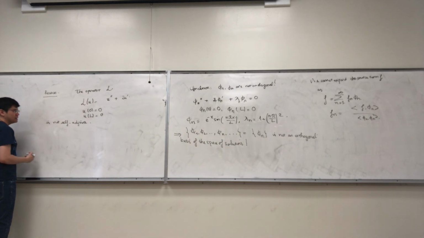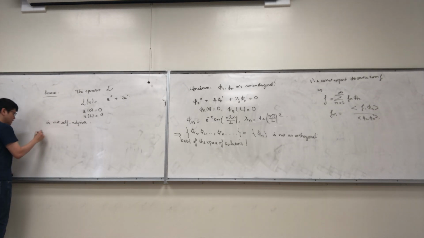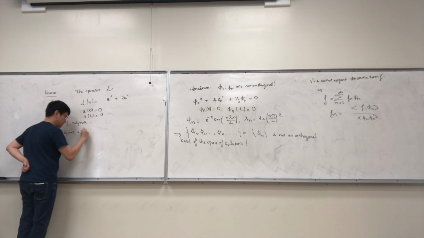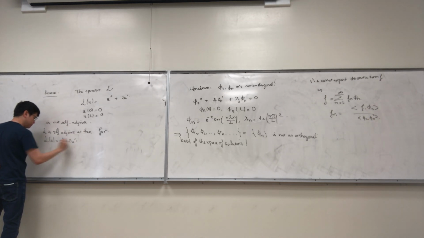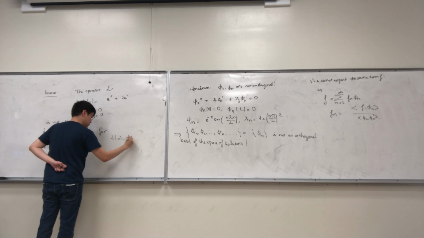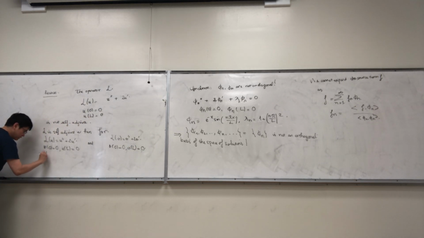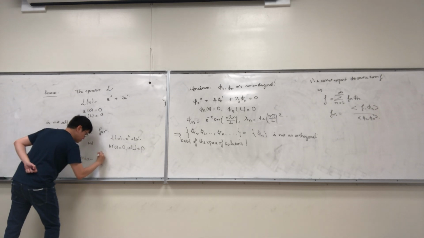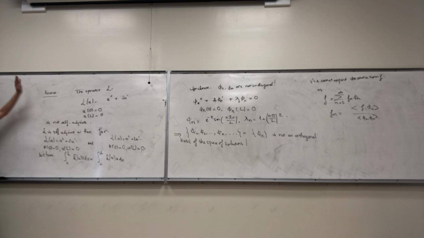This operator L is said to be self-adjoint when, for Lu being u second plus 2u prime, with u at zero equal to zero and u at L equal to zero, and Lv being v second plus 2v prime, with v at zero equal to zero and v at L also equal to zero, we have the integral from 0 to L of Lu v dx equal to the integral from 0 to L of Lv u dx. Alright?